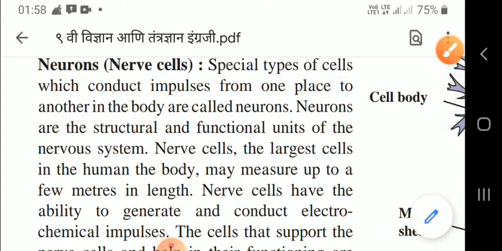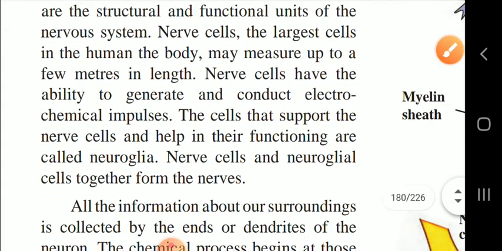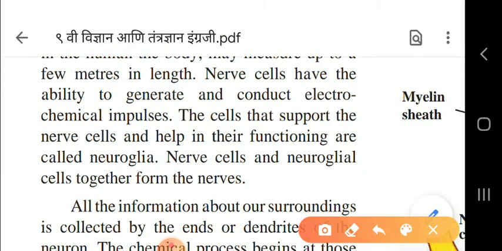So nerve cells have the ability to generate and conduct electrochemical impulses. The cells that support the nerve cells and help their functioning are called the neuroglia. These are the important things.